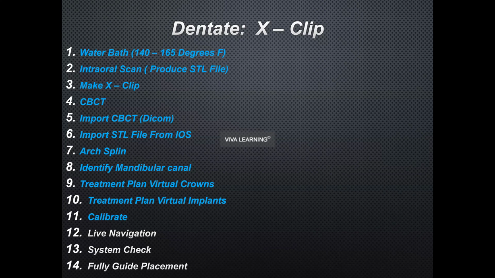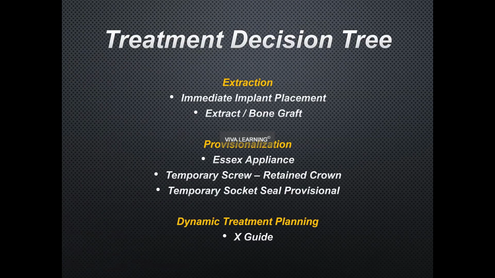Finally, you'll see the live navigation, the system checks, and the full guide placement would be something that would be finalized by the dentist. So let's talk a little bit about my decision tree. When we're thinking about an extraction, in our planning, we're trying to think, okay, is this going to be an immediate implant placement, and the advantages that gives us, or is it something that we need to extract and graft or regenerate some bone?